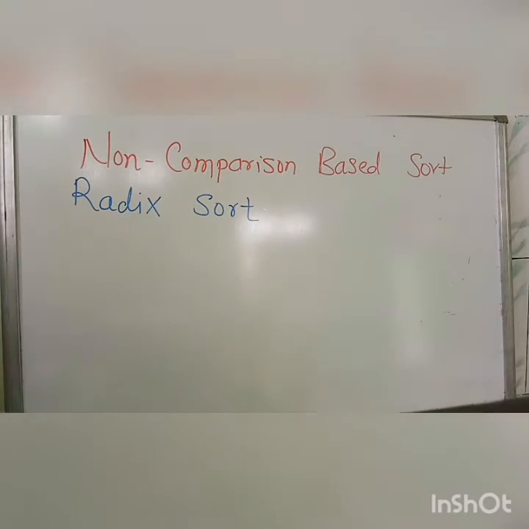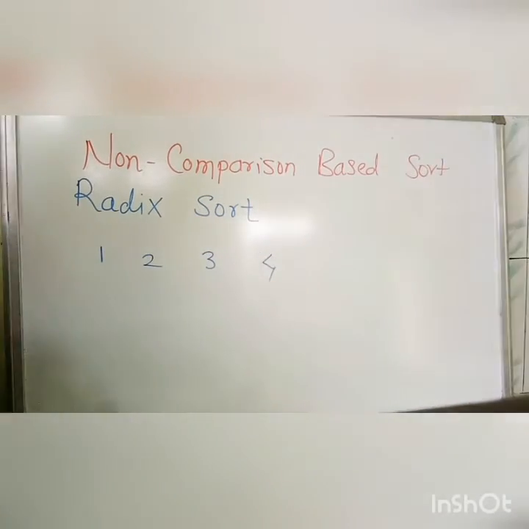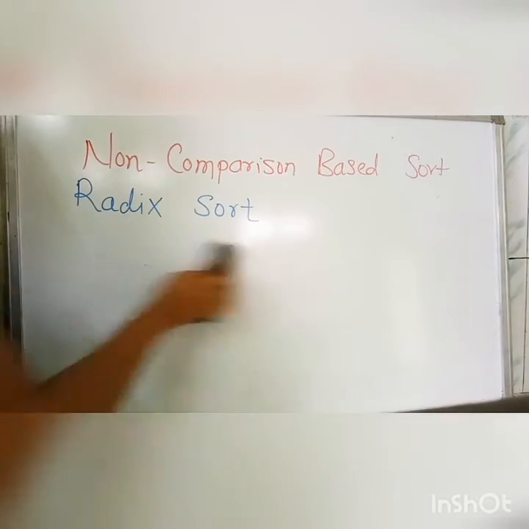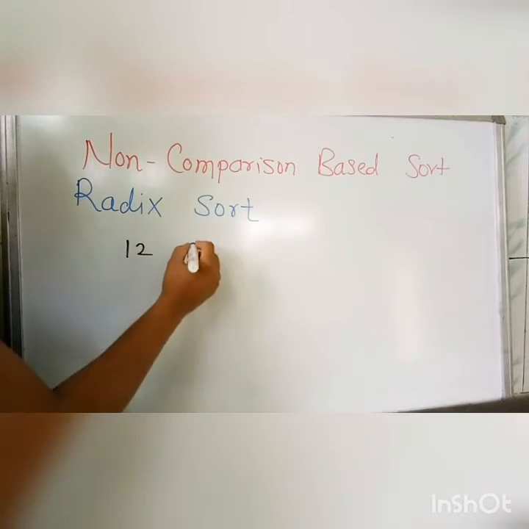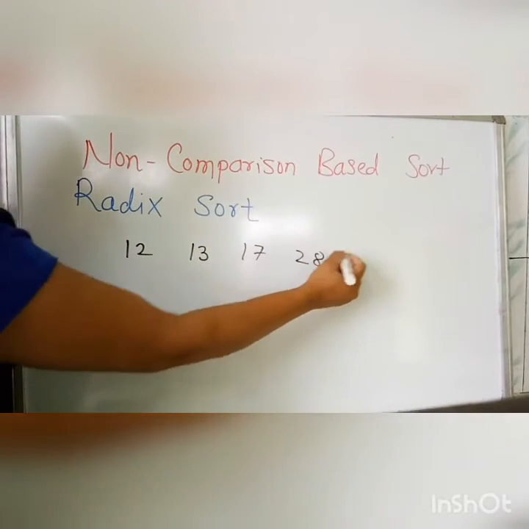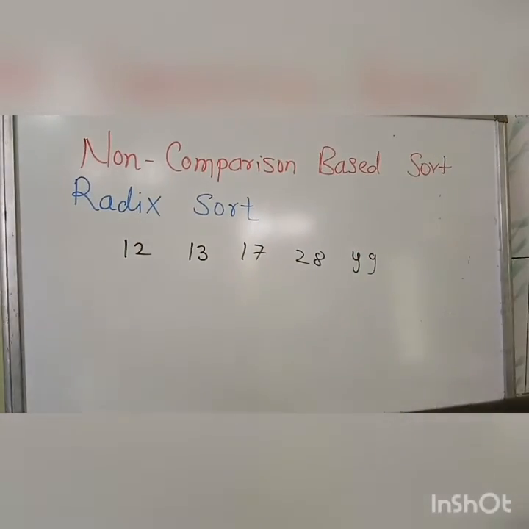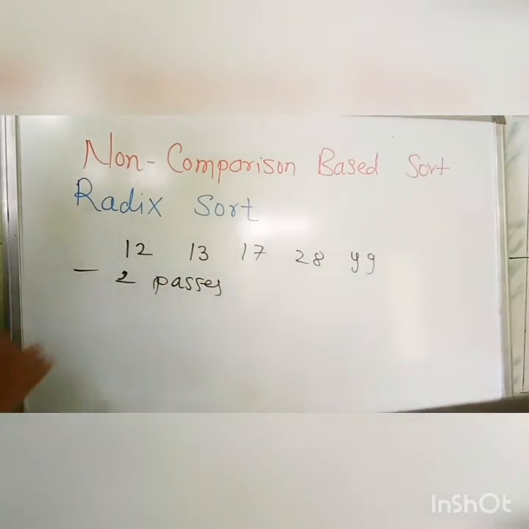For example, consider data elements like this. How many digits are in these numbers? There is only 1 digit. So, in how many passes will these data elements be sorted? Only in 1 pass. Now consider the next case. Suppose there are elements like these, which are 2-digit elements. So we will require 2 passes.